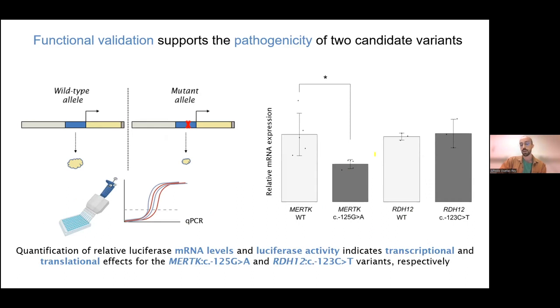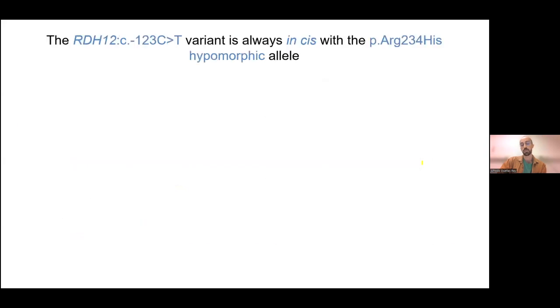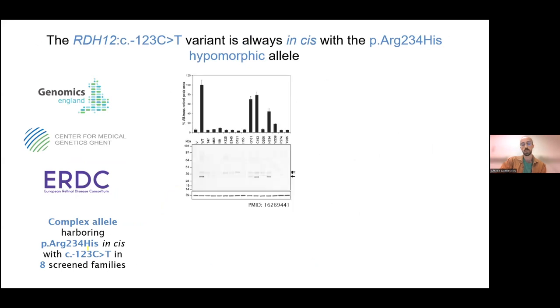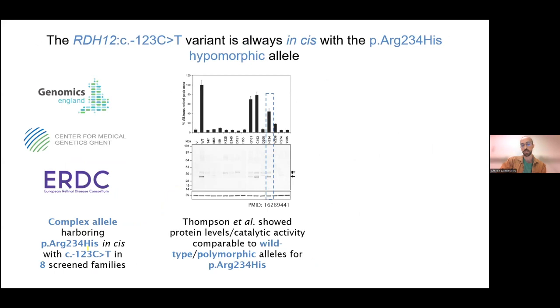As I mentioned before, we identified the variants in 10 unsolved cases, but one of the variants, the RDH12 variant, was actually identified in 1 solved case for RDH12 disease. And in fact, through our collaborators, we found out that the 5' UTR variant is always in cis, or forms a complex allele, with this missense variant, whose pathogenicity has been questioned before in view of functional experiments and deemed as a hypomorphic allele.